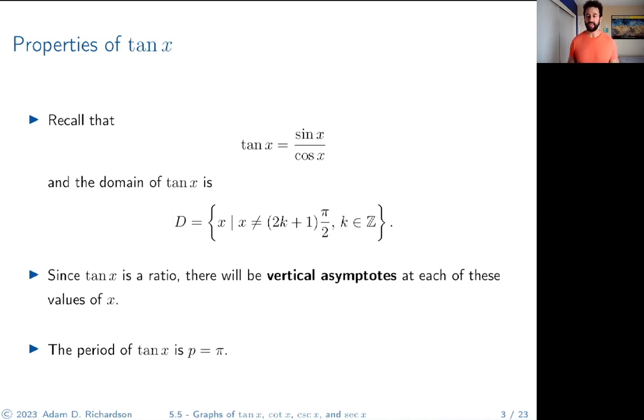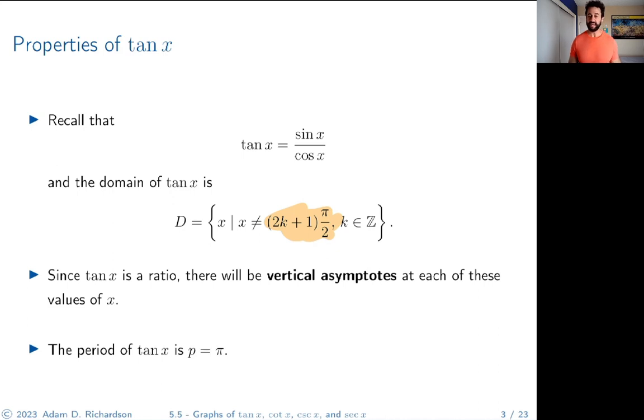Now, the domain of the tangent function is not all real numbers, because remember, tangent is basically the slope of that ray that passes through the origin and the point P. So the slope is undefined if you have a vertical line. So the domain is not all real numbers. In particular, the domain is everything except for odd multiples of pi over 2. So tangent is defined except for pi over 2, 3 pi over 2, 5 pi over 2, 7 pi over 2, and then also the negatives and so on.